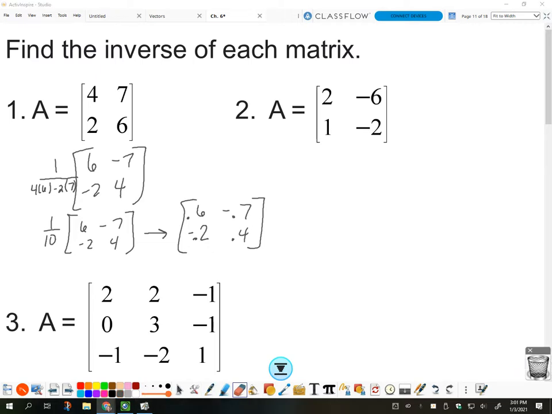Alright, so number 2. Switch these, change the sign of these. And then we have 2 times negative 2 minus 1 times negative 6. So that's negative 4, that would be plus 6. So that would be 1 over negative 4 plus 6, so 1 over 2.